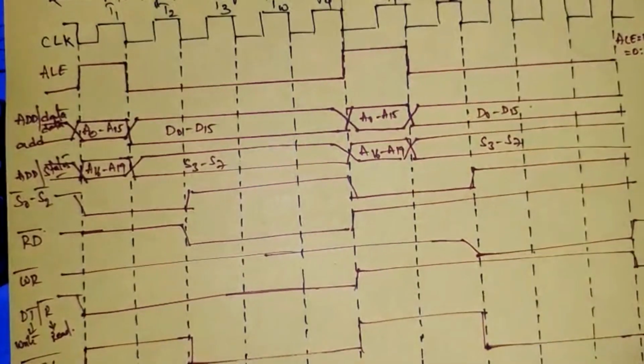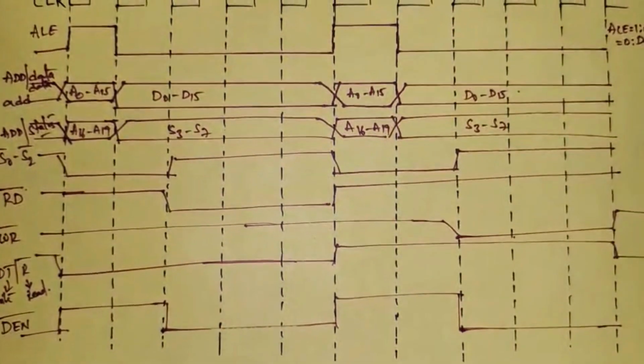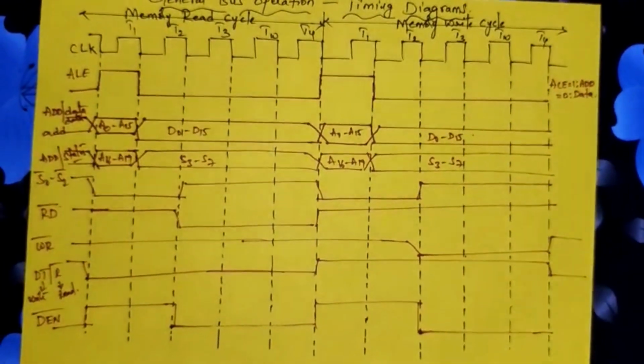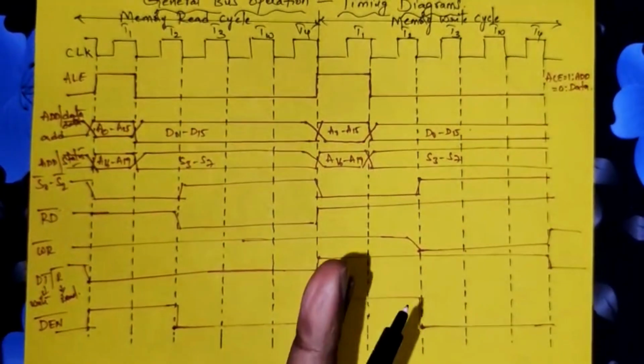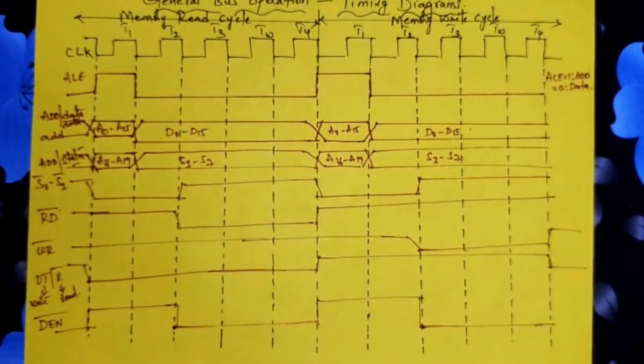Okay, this is the complete timing diagram for the general bus operation. It is the same for maximum mode as well as minimum mode operation of 8086. You can split it into a separate read cycle as well as write cycle.